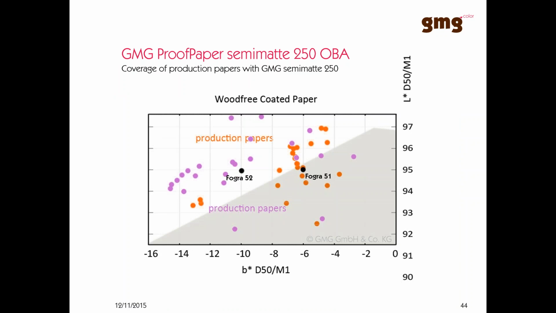From the two graphs we've seen before, we've collected the different paper tints from coated and uncoated production papers here. And you see the two dots now, the FOGRA51 and the 52. And the gray pyramid describes our GMG SemiMatte 250. So SemiMatte 250 is almost at 97 L and somewhere around -1.7 on the b value.